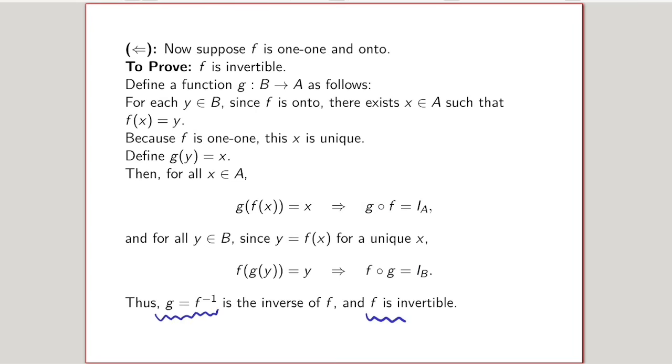So F will be an invertible function. So the reverse part also we have shown, that is, assuming F is 1, 1 and onto, we have shown that F is invertible. Thus the necessary and sufficient condition for a function to be invertible is that the function should be a bijective function. Both the conditions, 1, 1 and onto, are necessary to prove this part.